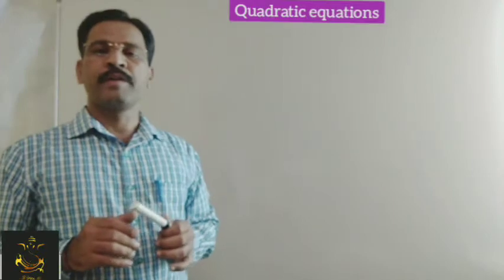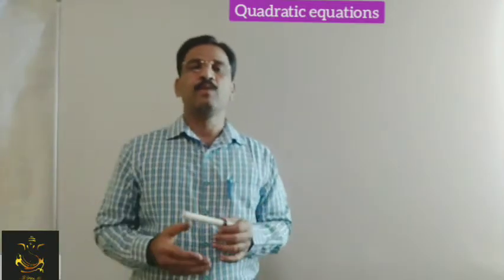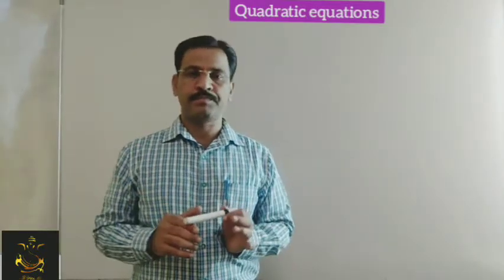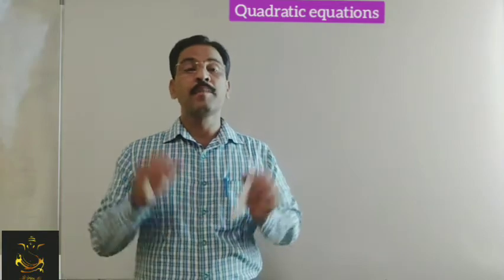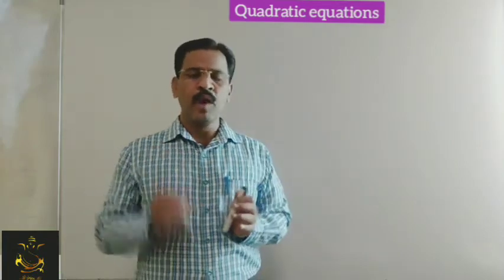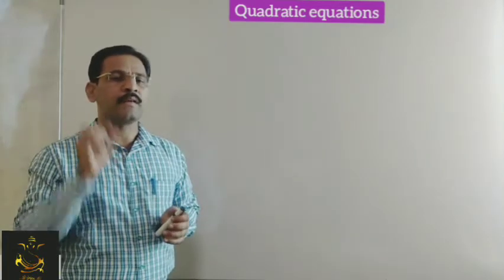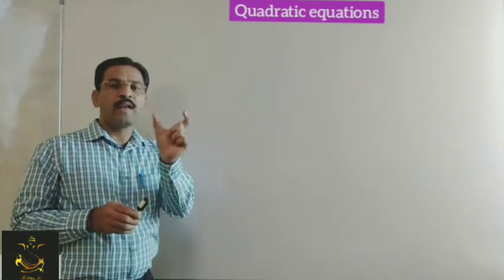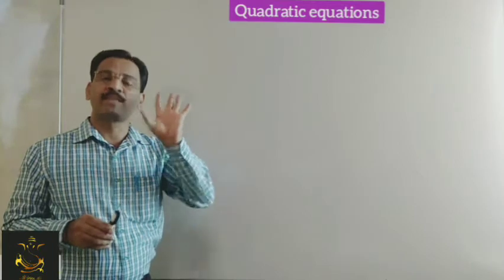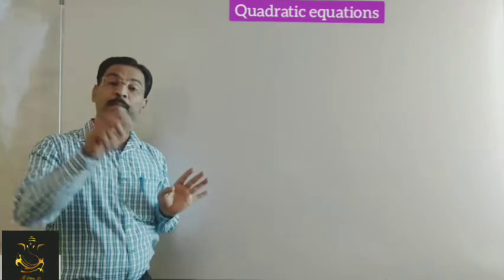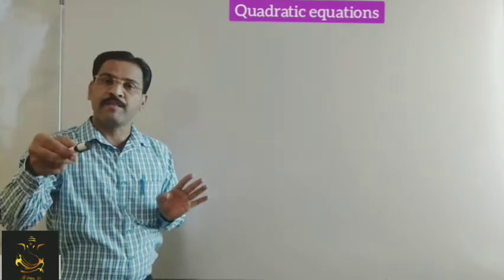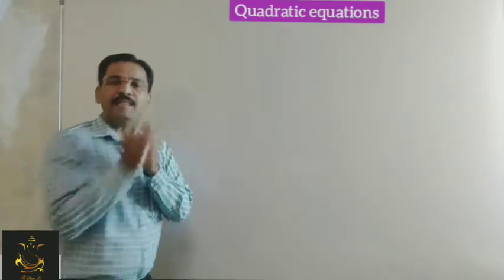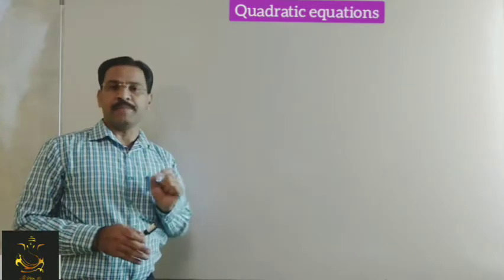Today we are going to take the next method to solve the quadratic equation, that is the completing the square method. Completing the square method means what? The given polynomial should be a perfect square. If it is not, make it a perfect square by adding and subtracting some term.